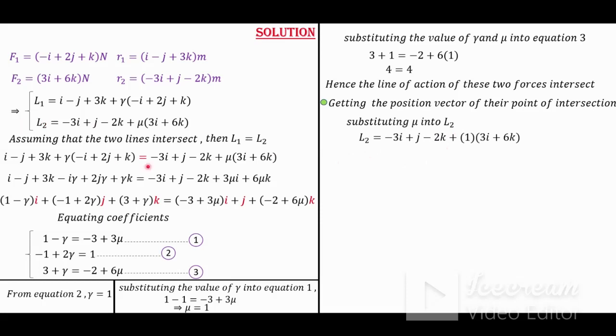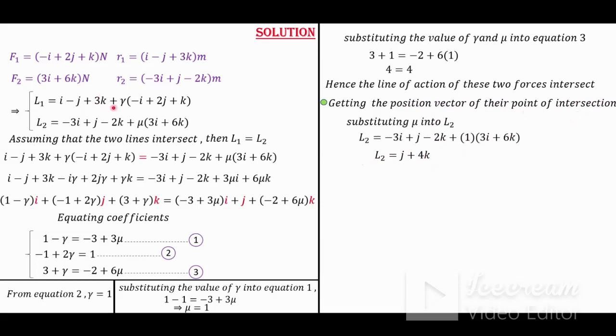Then we obtain L2 equal to negative 3i plus j minus 2k plus 1, which is the value of mu, times 3i plus 6k. We therefore get the value of x2 to be j plus 4k, which is the position vector of the point of intersection.